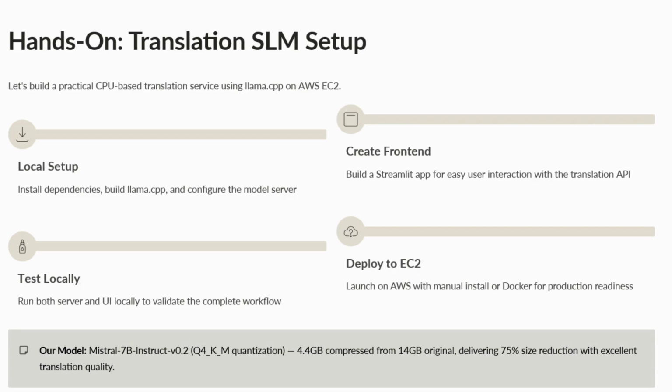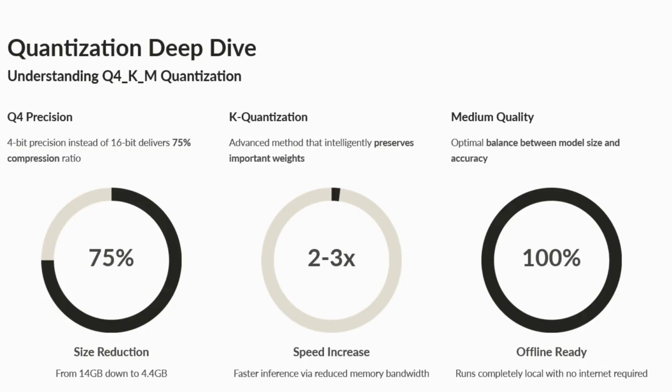Now let's take a closer look at the model that I used, which is the Mistral 7 billion instruct model. The method that's been used to optimize this is Q4KM quantization. Let's break down and understand what it really means, right? So Q4 precision here means that instead of the original 16-bit, it's been quantized to 4-bit precision. So this results in a 75% reduction, bringing the model down from 14 GB to just 4.4 GB.